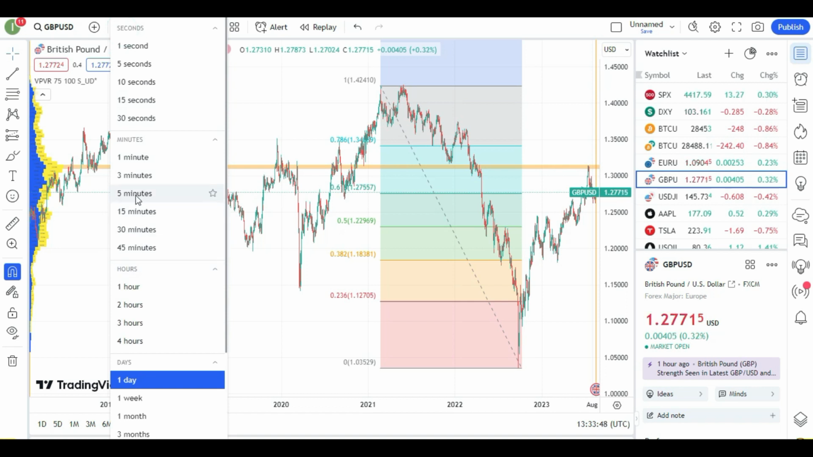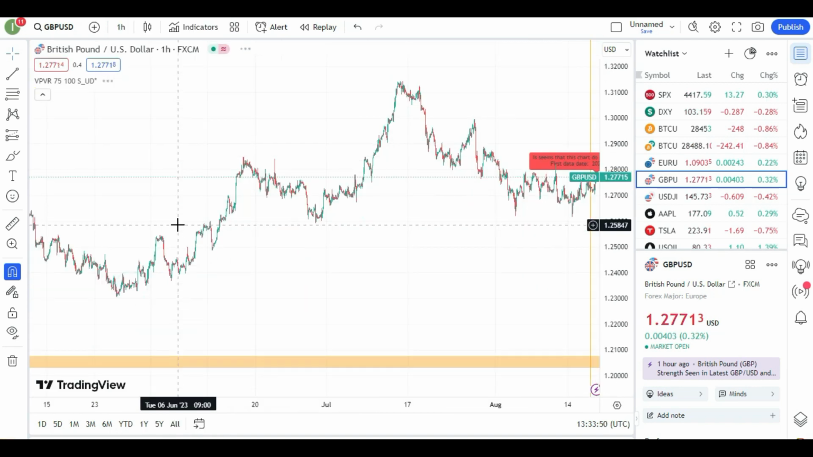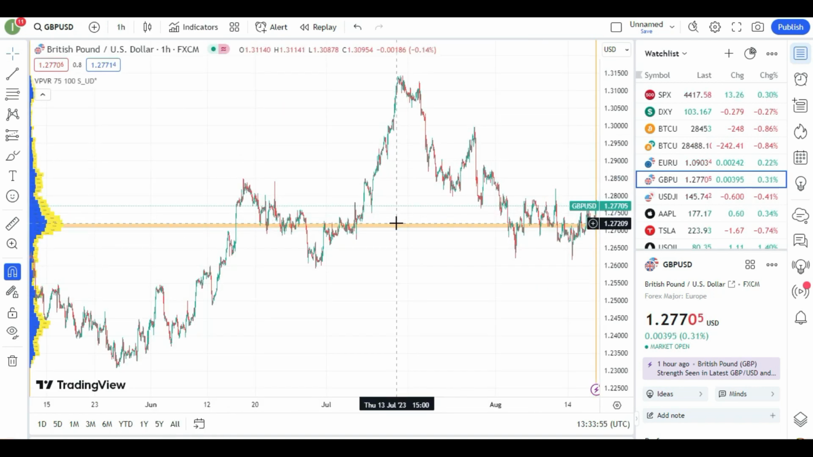You can change and put a 1 hour chart like this, and you will see, for example, that if we watch the last several hours, or maybe the last 2 months, right now this price level for the British pound dollar is a very important level where the volume is very high, and this volume here can be very attractive to enter a trade or just to wait to see what will happen.